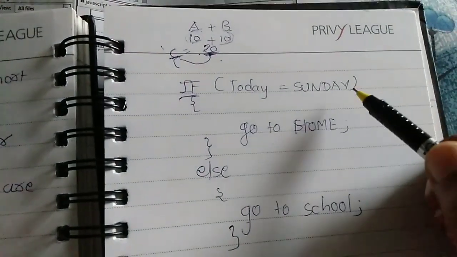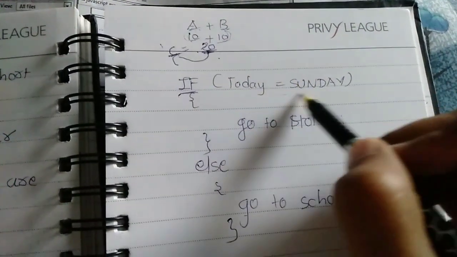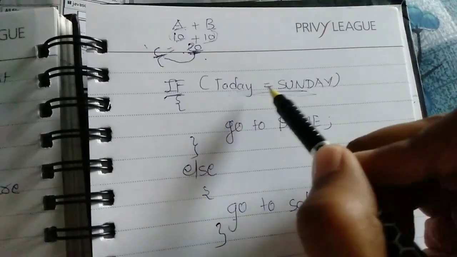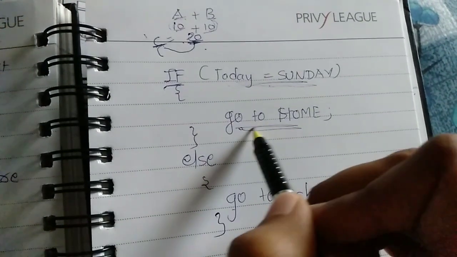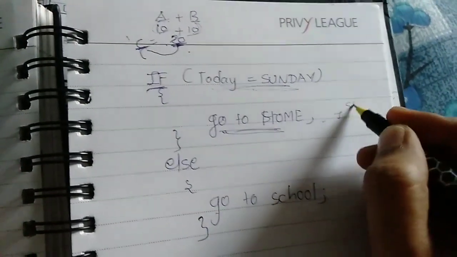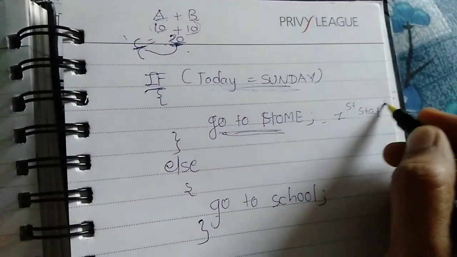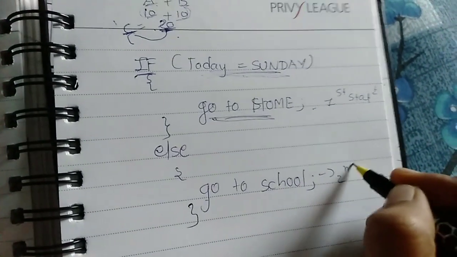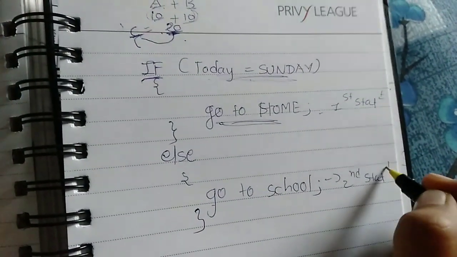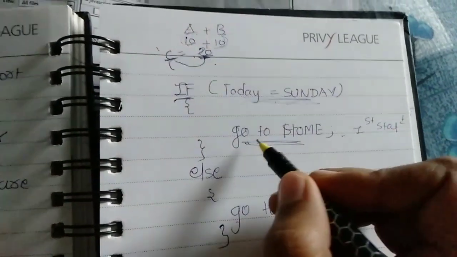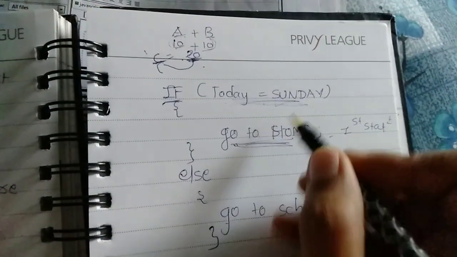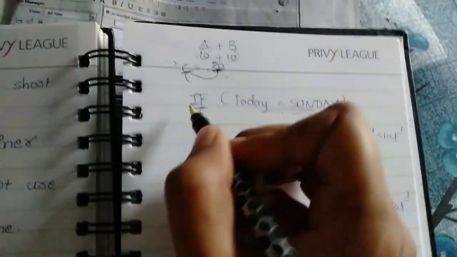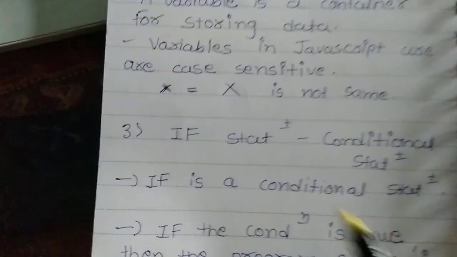Now what do you mean by if? If is always evaluated by an expression. Expression means what? Condition. If the condition is true, then the first statement is executed. If the condition is false, then the second statement is executed. For example, if today is Sunday, the condition is true, then go to home. Else, today is not Sunday, then go to school. It is known as if condition.